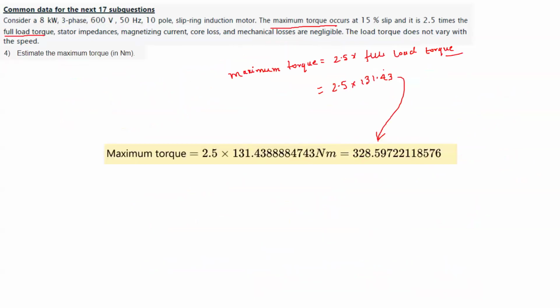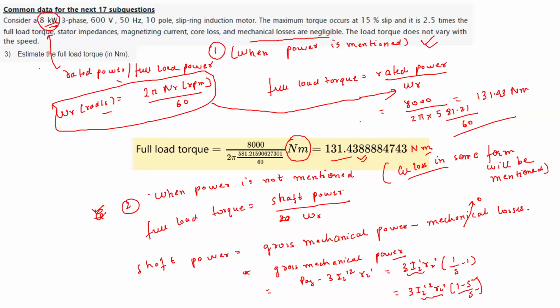Now maximum torque and full load torque are related very straightforwardly like this. So these are all simple things. Here there is a little bit of a trick. You have to read the question and understand whether the output power is given to you or the copper loss in some form is given to you. You have to understand this by reading the question and then proceed in either of the two ways which have been discussed here.